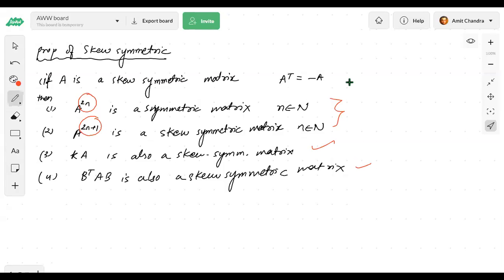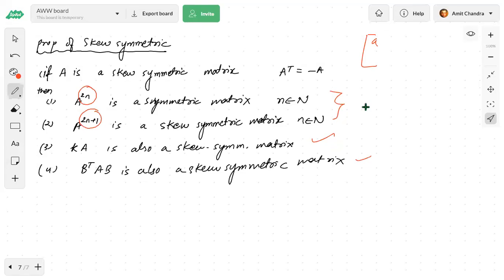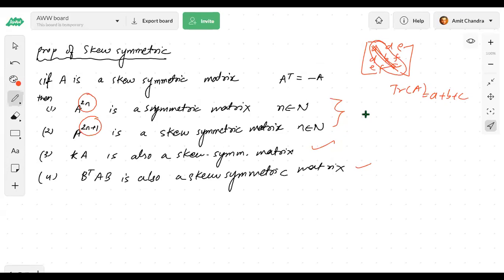Trace of A, Subiksha, is the sum of all the diagonals. So the trace of A will be a, b, c, d, e, f, the sum of all the diagonal elements. This we have already discussed; yesterday we did a question on this also. So the trace of A will simply be a plus b plus c, the addition of all the diagonal elements. That's it, there is nothing tricky about it.